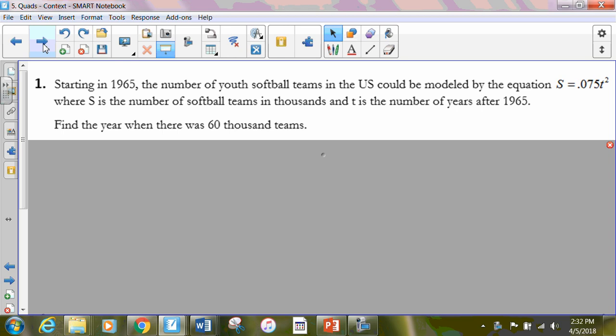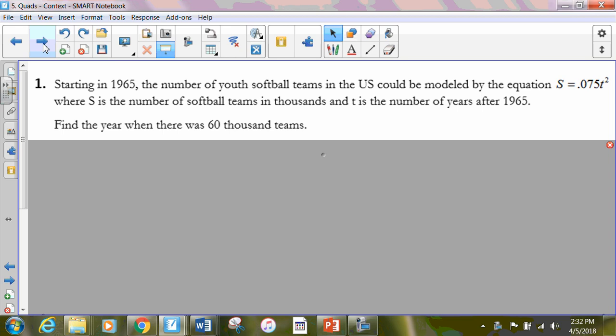And here we go. Starting in 1965, the number of youth softball teams in the U.S. could be modeled by the equation S equals 0.075 t squared, where S is the number of softball teams in thousands and t is the number of years after 1965. Find the year when there were 60,000 teams.